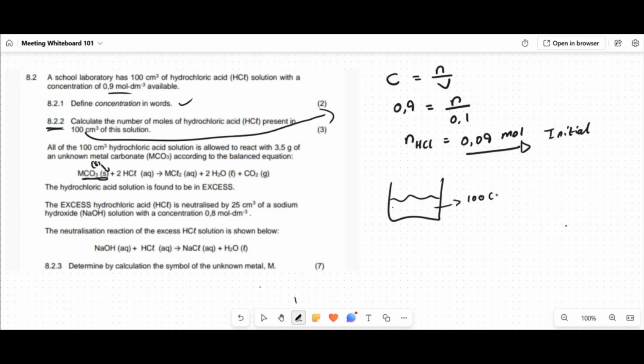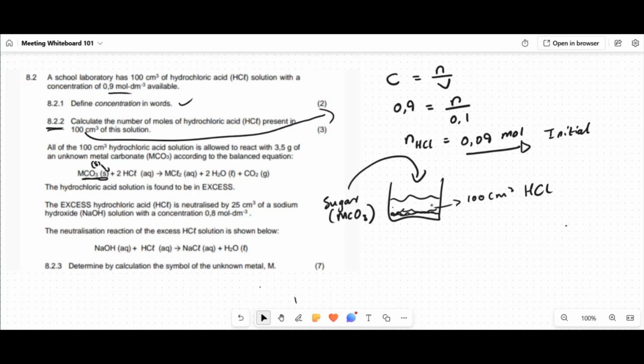Which is 100 cm3 HCl, right? In this HCl, I'm going to dissolve maybe sugar. I'm going to assume that my MCO3 is sugar. When I pour it inside, it's going to dissolve, right? Once it dissolves completely, it will be like a liquid. You will no longer see the MCO3 inside there, which means it has been used completely.